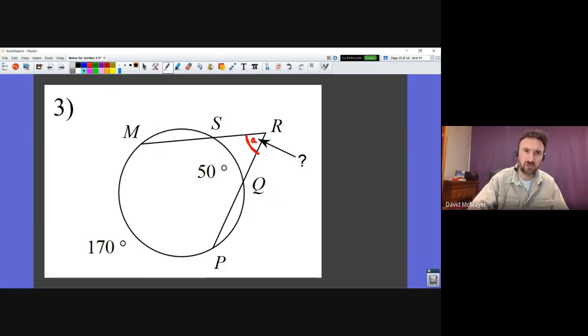And then I know that there are 2 intercepted arc measures here. We've got this big intercepted arc measure on the far side of the circle. That's 170 degrees. And then we've got this smaller intercepted arc measure on the side of the circle that's closest to the intersection point of the 2 secant lines. That's 50 degrees. And we're supposed to use that information to find the measure of A there, so the measure of angle R. Pause the video and give that a try.